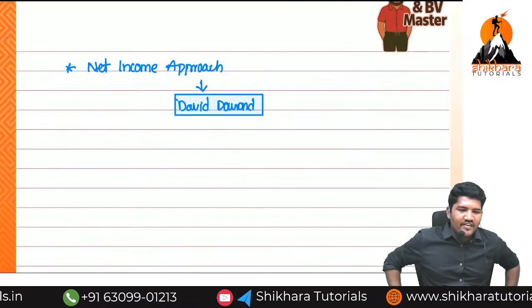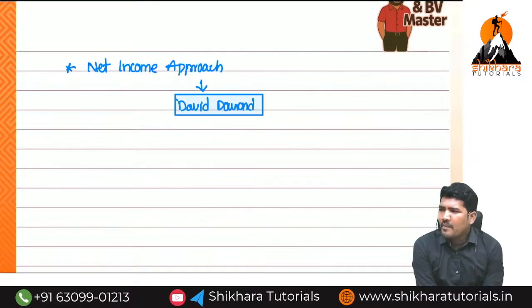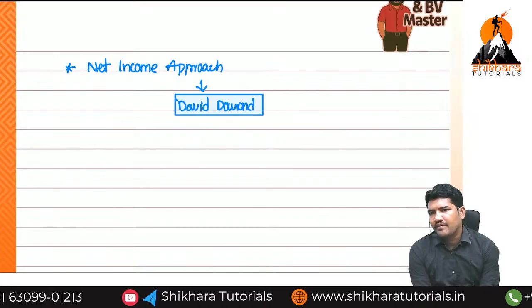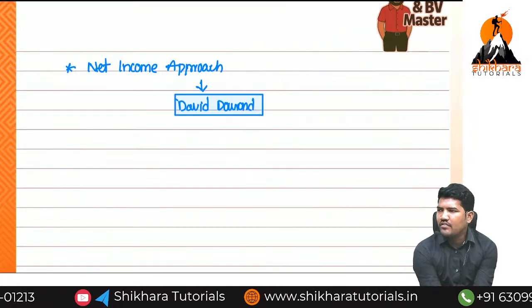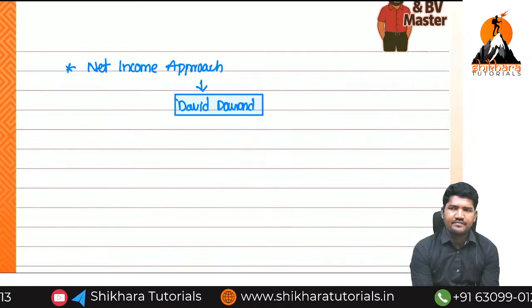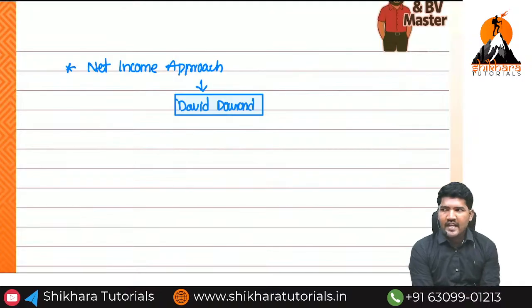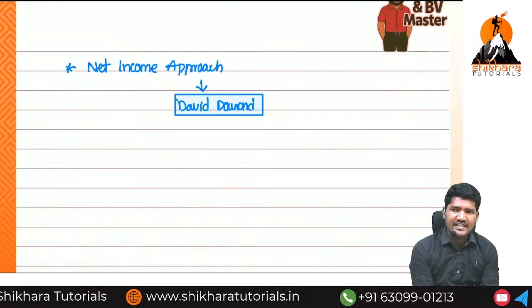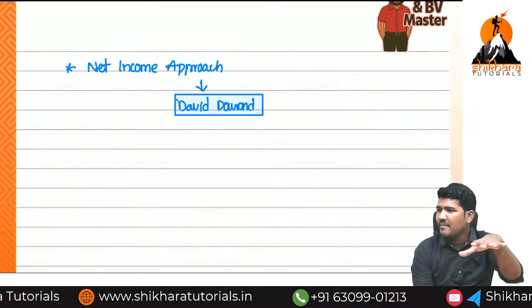What does this net income approach express? The net income approach expresses that cost of debt is cheaper than the cost of equity. Previously I said KE calculation is more difficult than KD and KP calculation. But David Durand says that debt is a cheaper fund in the market.